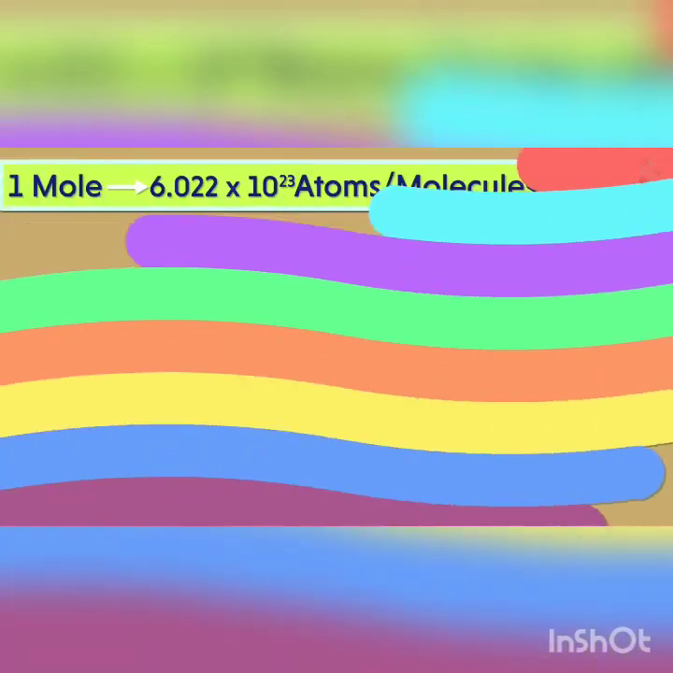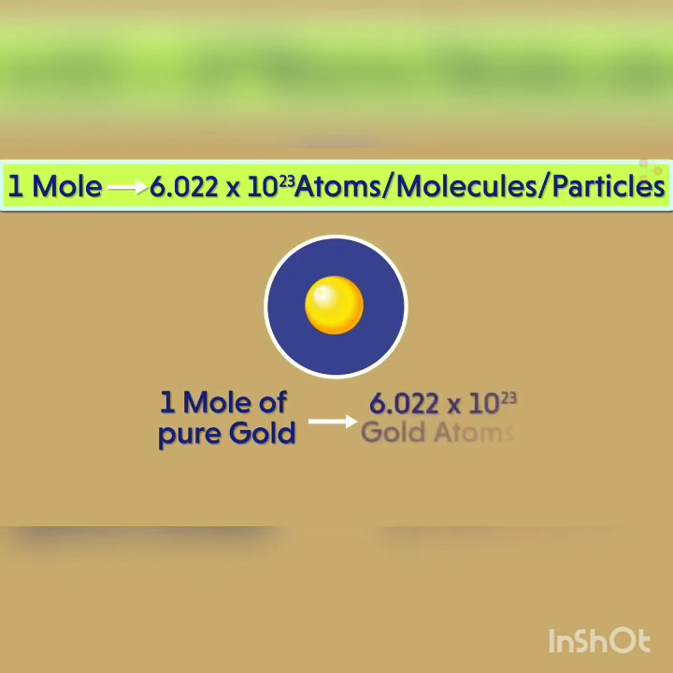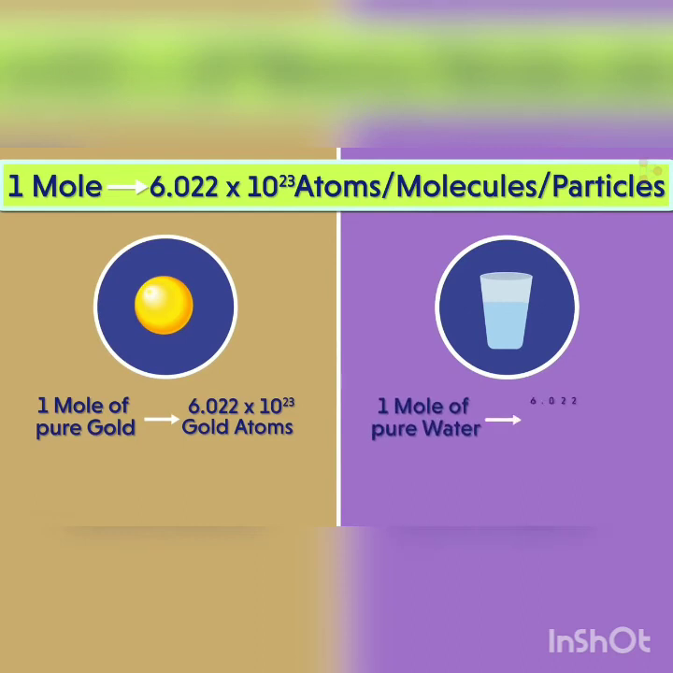Let's see if you've understood the concept well. Now here's 1 mole of this pure gold. How many atoms does it have? Yes, as it's 1 mole, it will have 6.02 times 10 raised to 23 atoms in it. Similarly, 1 mole of pure water will have 6.022 times 10 raised to 23 water molecules inside it.